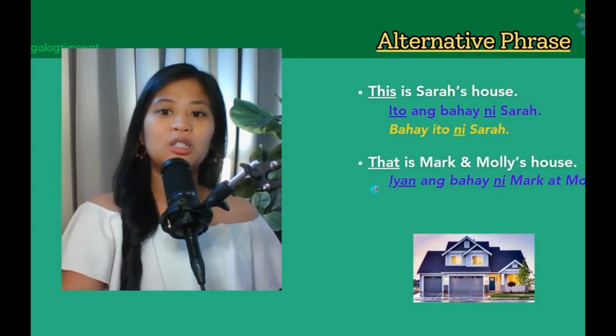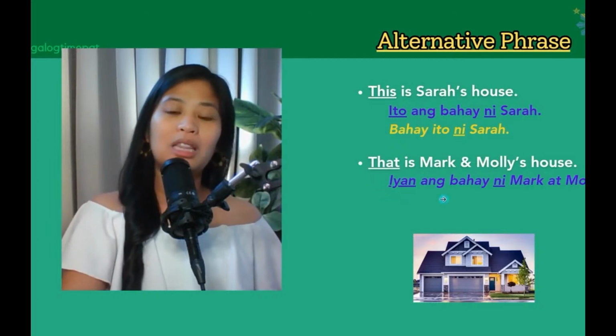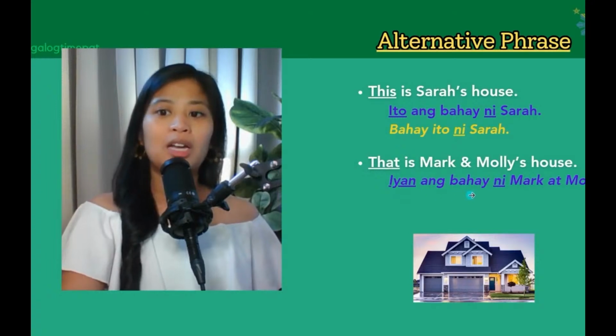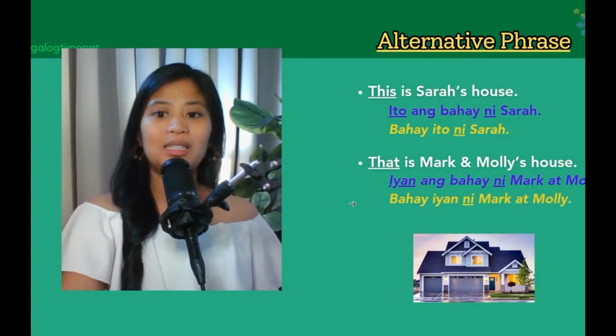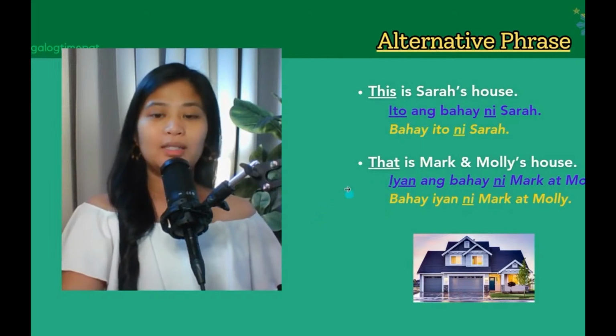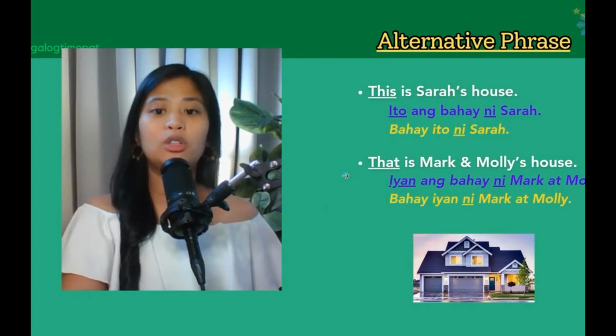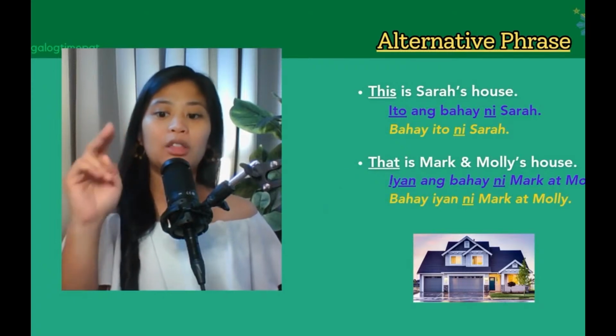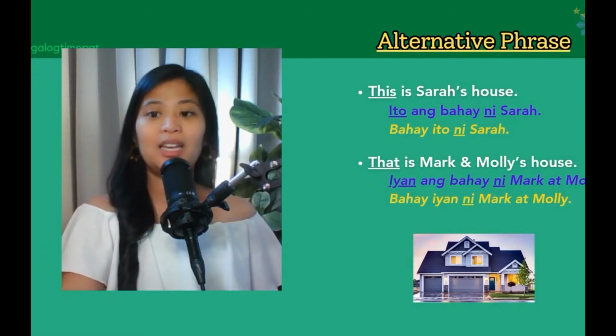So we've learned these sentence structures already. It's the demonstrative pronoun, then it's the word ang, then it's the object, and then it's usually the pronoun, or in this case, it's the people with the possessive sentence marker. Now, the alternative way to say this is, bahay iyan ni Mark at Molly. So the object goes first, then it's the demonstrative pronoun, then it's the sentence marker, and then it's the people's name. Bahay iyan ni Mark at Molly. So these two ways to say these phrases are both correct. They are used equally as much. So you might hear them in those ways, or you could practice saying them either way.